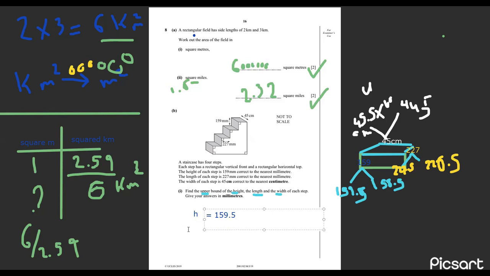And for the length here, it will be equal to 227.5, and it's clear. And the last one, as I said, we have to multiply it by 10 because it's cm, not mm. So this is the width, which has the issue here. It will be 45.5 multiplied by 10, so you can write it directly as 455 mm. Don't forget that you have to give your answer in mm. So here mm, here mm, and here we changed it to mm.